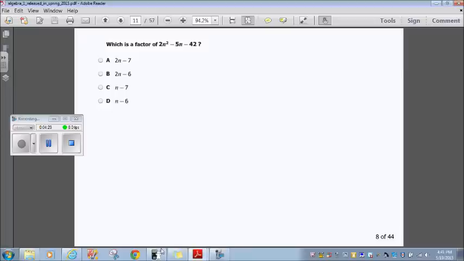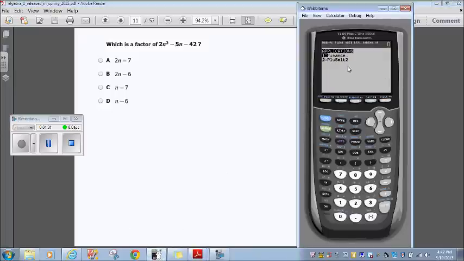Anyway, so with this PolySmlt app here, here's one, which is factor 2n squared minus 5n minus 42. So it's basically asking you to factor, right? Okay. With option two, PolySmlt, I go here. Polynomial root finder and simultaneous equation solver. Press any key. Okay, so we want polynomial root finder.